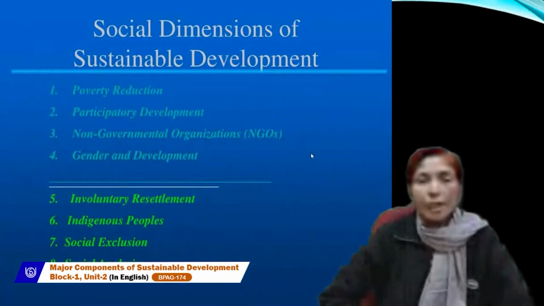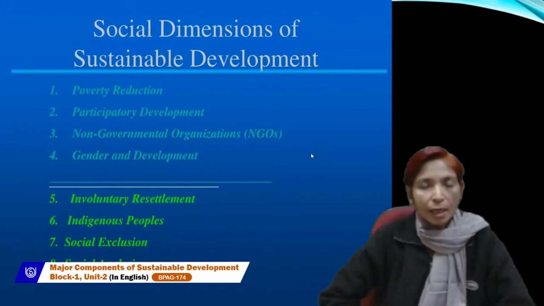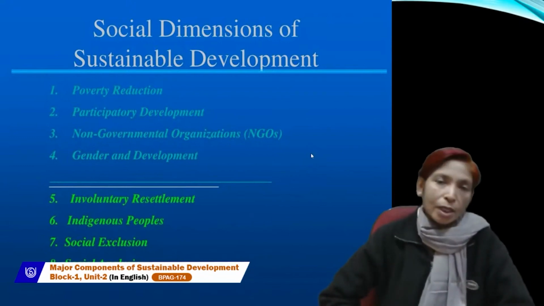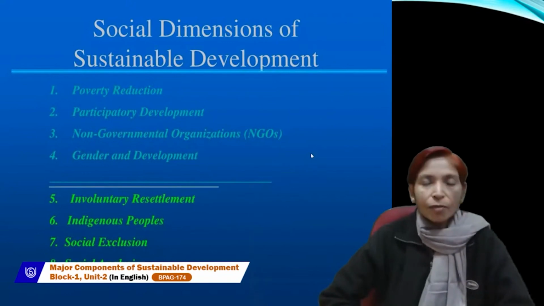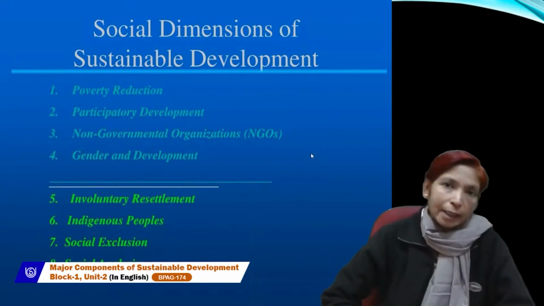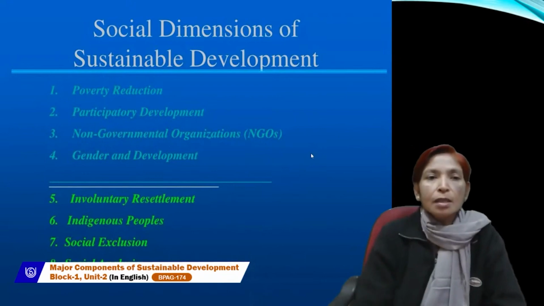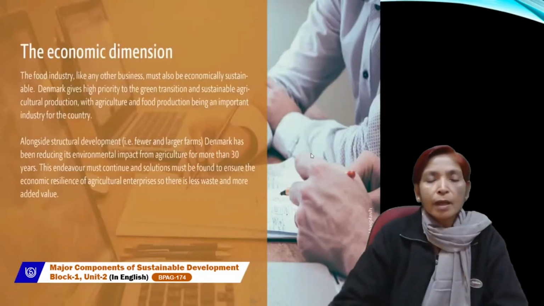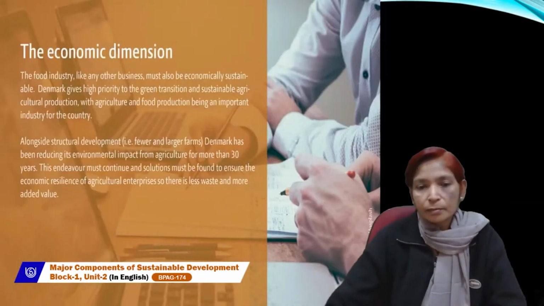Social exclusion means society or the country's people. We should not discriminate against people according to their religion, caste, traditions or beliefs, and gender. Social exclusion tells us about these things. And social analysis: we should analyze socially for the betterment of the whole society. So these are the social dimensions of sustainable development. Next is economic dimensions.